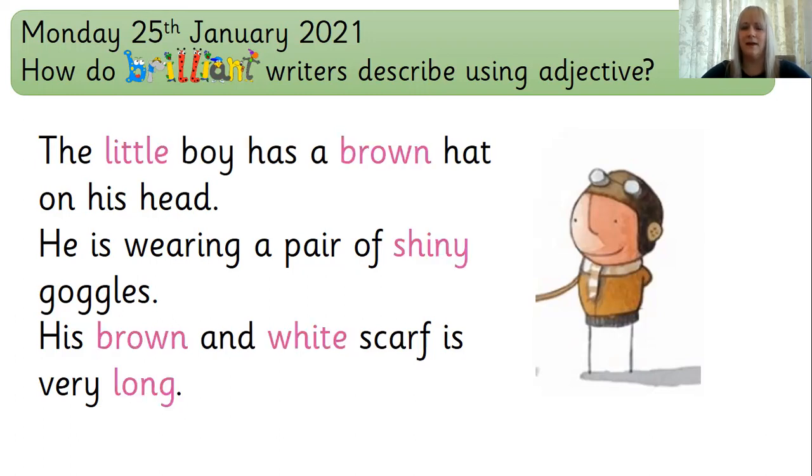And here you go. Here's the last slide. So you can see the little boy has a brown hat. So instead of just saying the boy has a hat, I've told you he's a little boy and I told you the colour of his hat. And instead of just saying he's wearing a pair of goggles, I told you that his goggles are shiny. And instead of just saying he has a scarf on, I've told you it's brown and white and very long. By adding adjectives, we can give a little bit more information to our readers, making our work a bit more exciting.